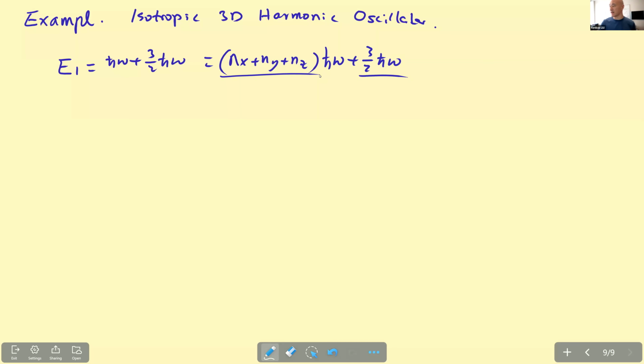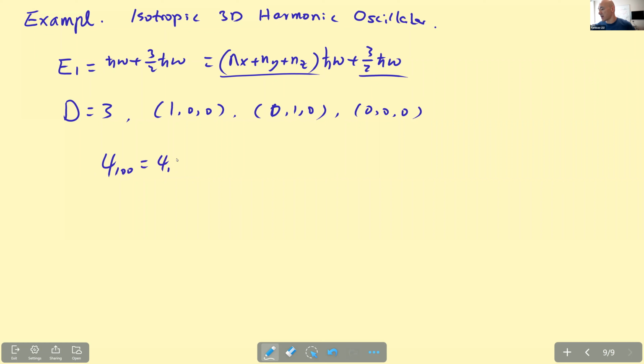So you have three states, so the degeneracy d equals 3, right? So you can have states 1, 0, 0; 0, 1, 0; and 0, 0, 1. Let's write down the states. It's actually pretty simple. It just equals psi 1, 0, 0 equals psi 1 of x, psi 0 of y and psi 0 of z, right?